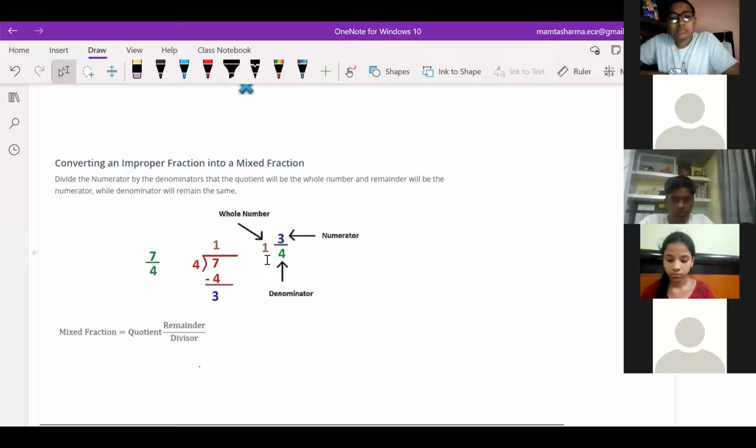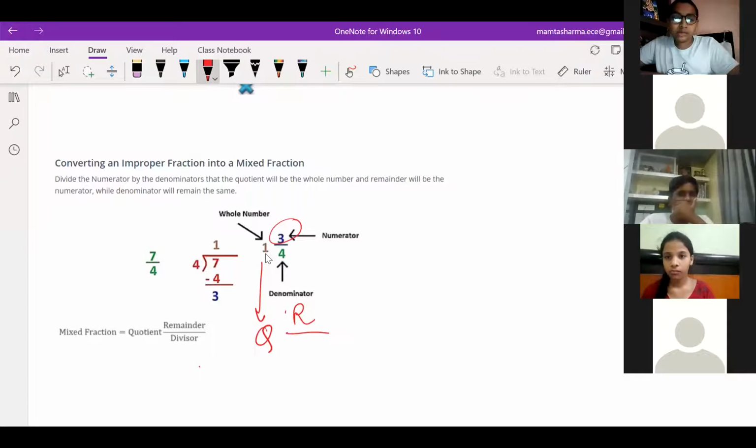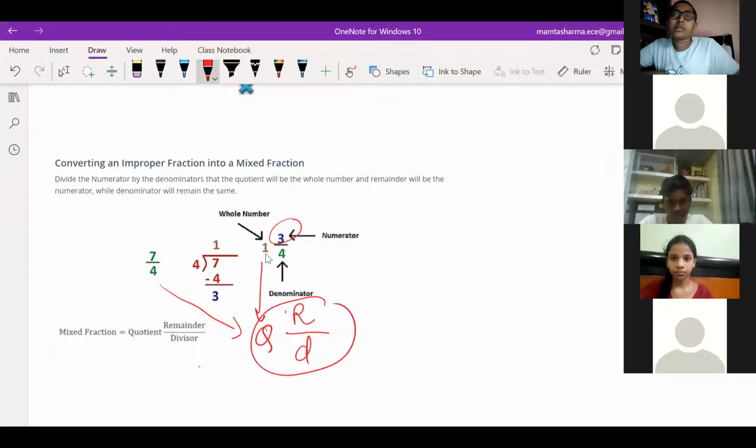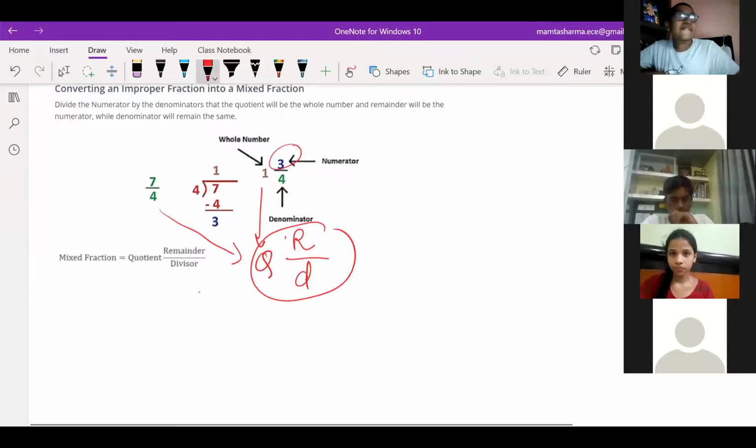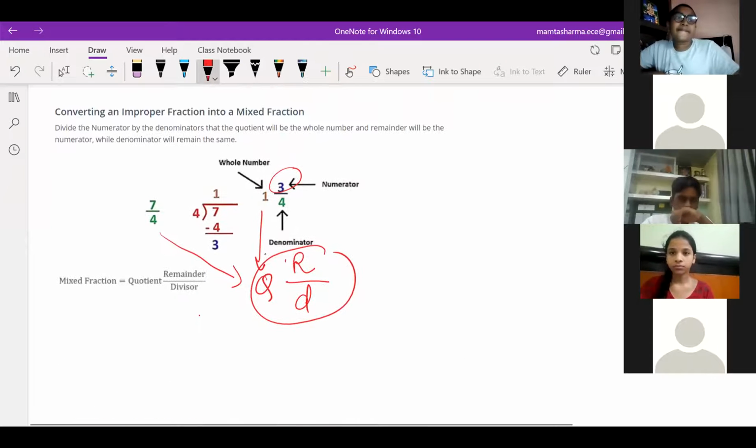So you can write the mixed fraction as: the whole number will represent the quotient, and the numerator will represent the remainder. 3 is the remainder, and 4 is the divisor. In this way you can convert any improper fraction into a mixed fraction. QRD: quotient, remainder by divisor.